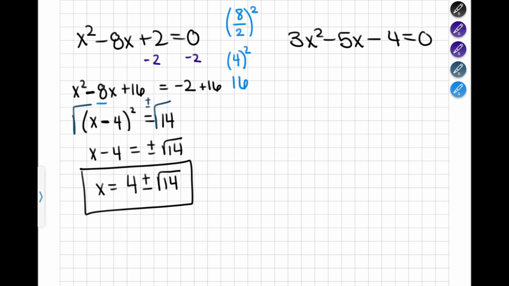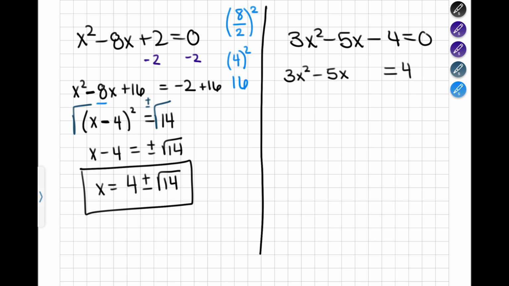Now, let's take a look at an example that's a little bit harder. So we can use the same process. Step 1, I'm going to move the constant over. 3x squared minus 5x, and then to move the constant over, I add 4, so it's going to equal 4. Step 2, complete the square.